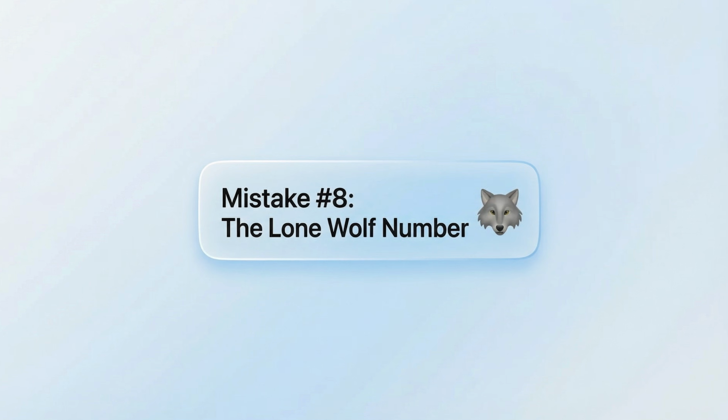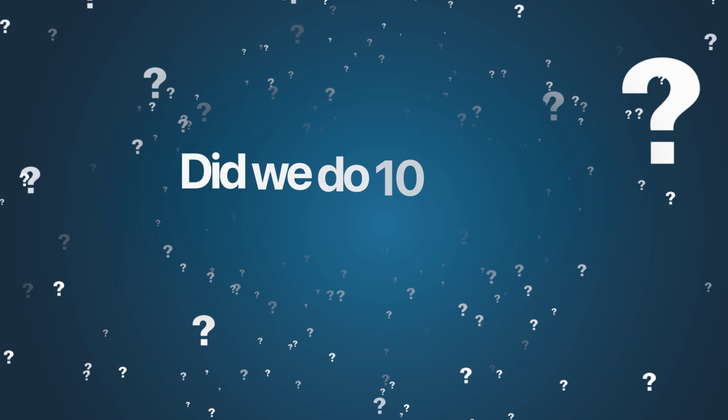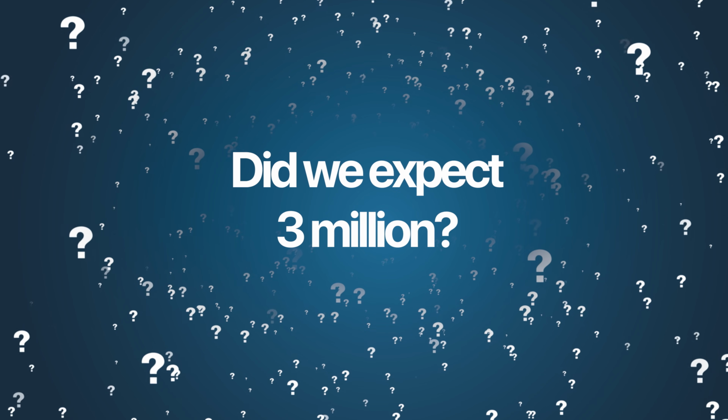Okay, now the final mistake, the lone wolf number. This is when your dashboard just shows 5 million in revenue with no context. Is that good? Is it bad? Did we do 10 million last year? Did we expect 3 million? A number without context means nothing. It's just floating there. I see this all the time. Big bold numbers on dashboards with 0 reference points. The person who builds it may know what it means, but everyone else is confused.